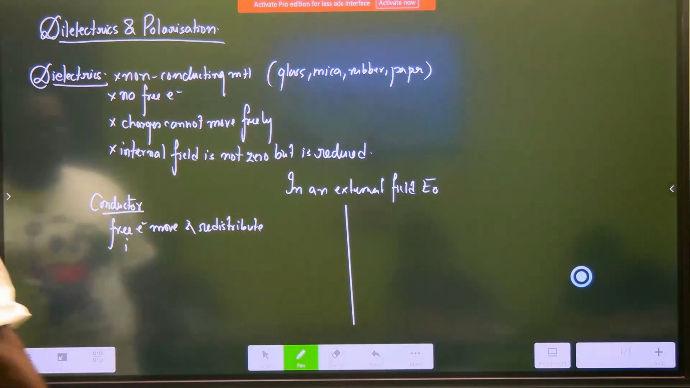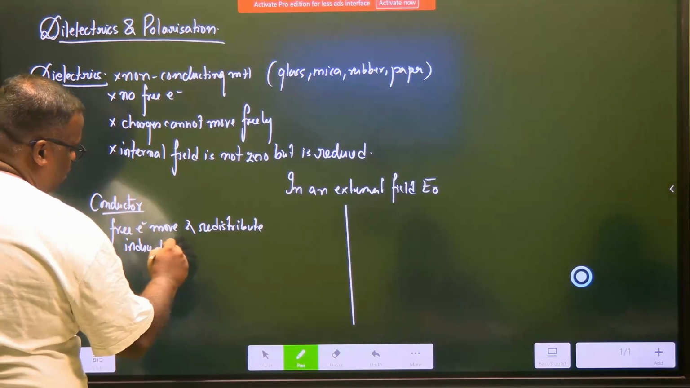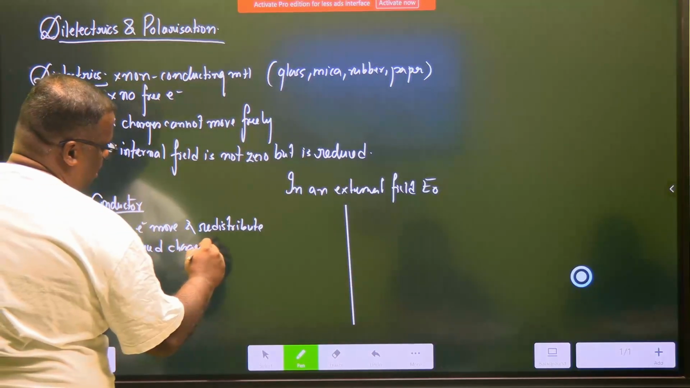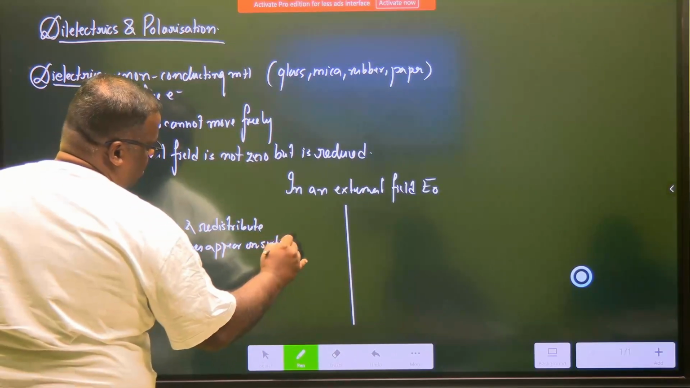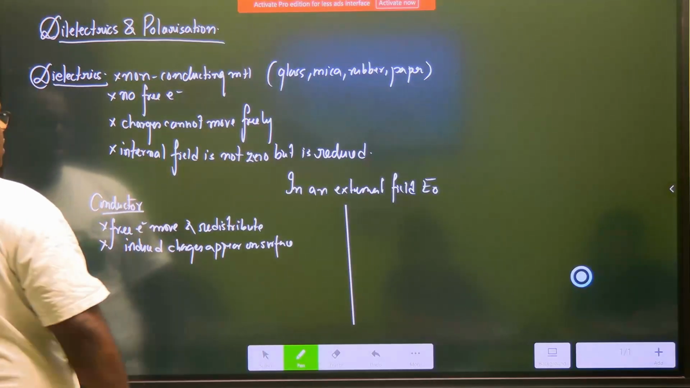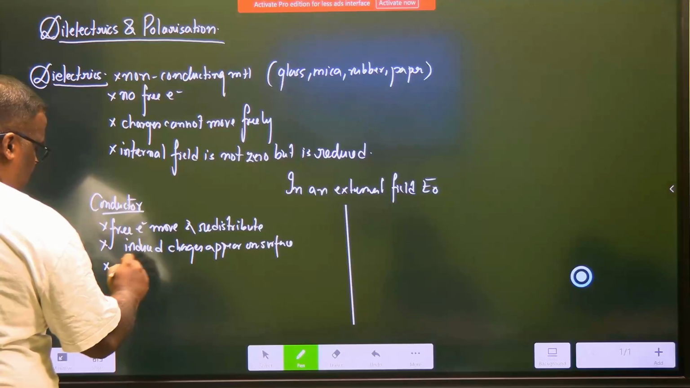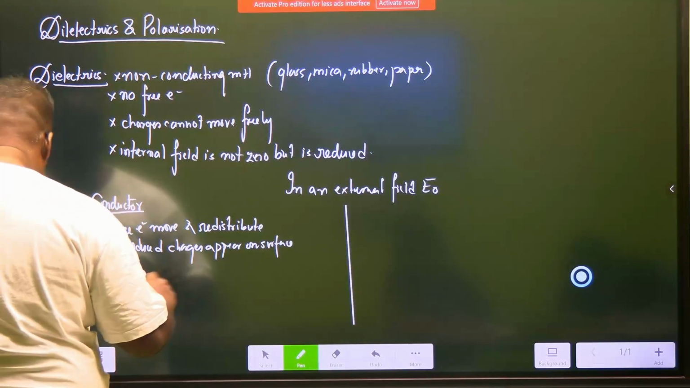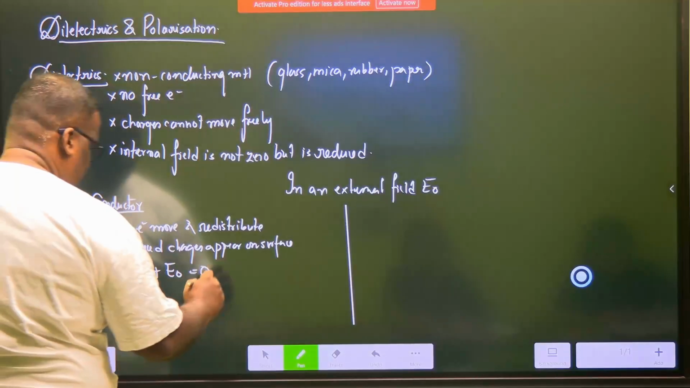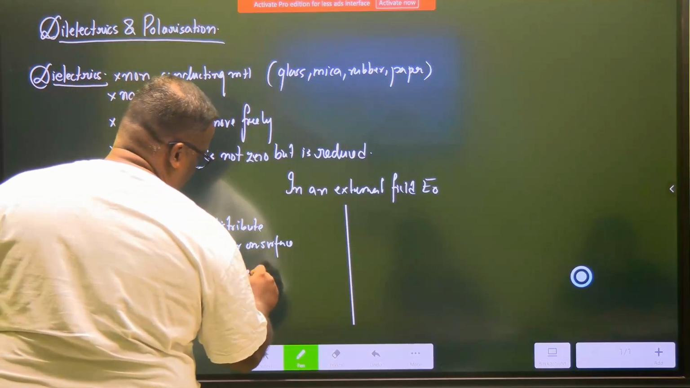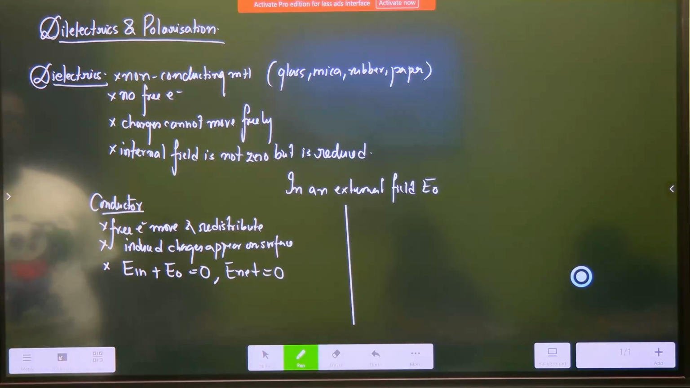If there are any induced charges, they are always on the surface. Induced charges appear on the surface. Recall, if you are a charged conductor, then your induced charges. So the E internal plus the E external will always be equal to 0. So we say E net is always equal to 0. This is what we studied yesterday for a conductor.